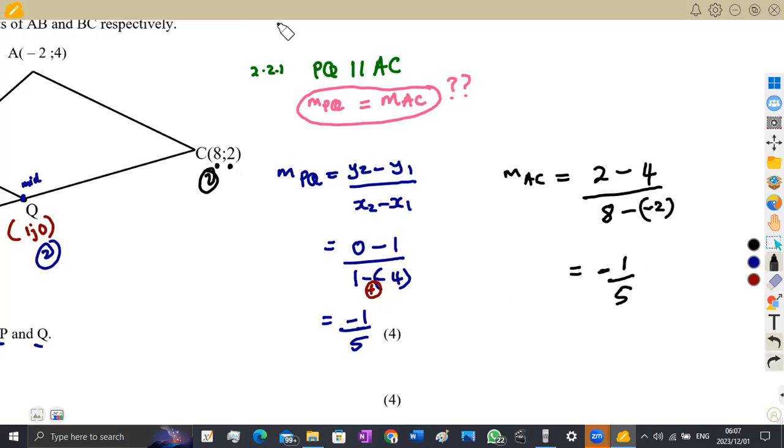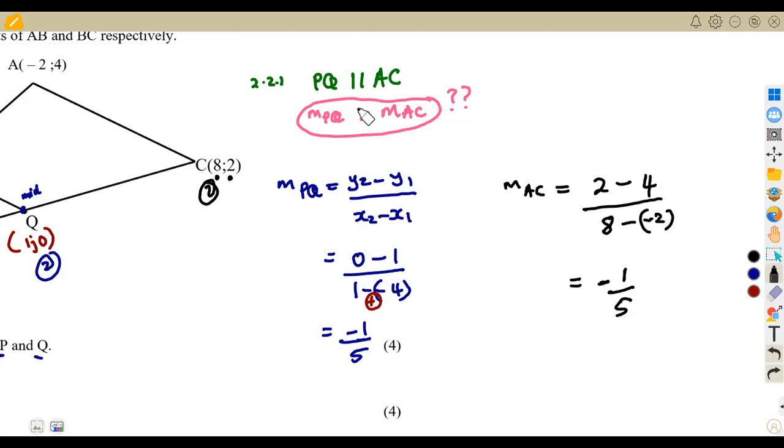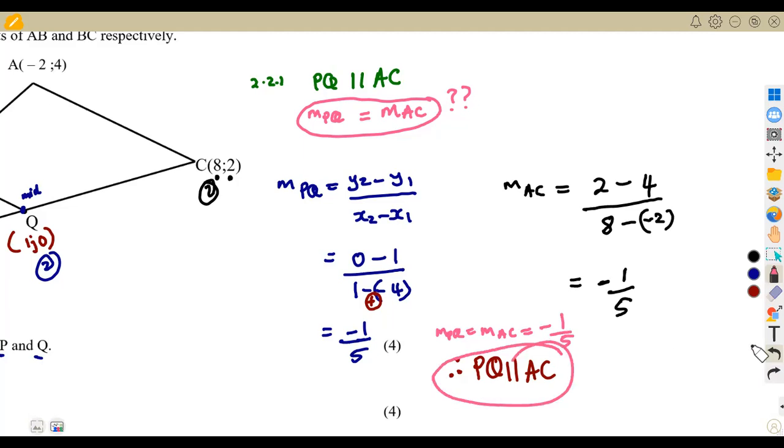I have got the same gradient, and this is what I was saying about lines that are parallel. If lines are parallel, they have the same gradient; their gradients are equal. Therefore, we can conclude that PQ is parallel to AC, since the gradient of PQ is equal to the gradient of AC, which is -1 over 5. Therefore, these two lines are parallel to each other.